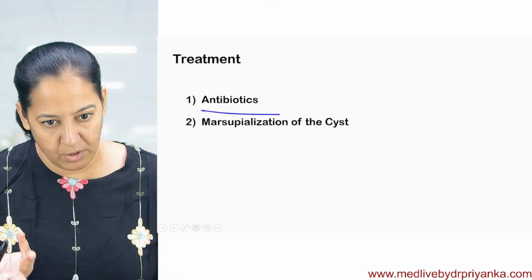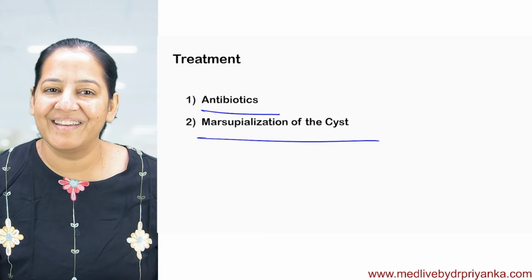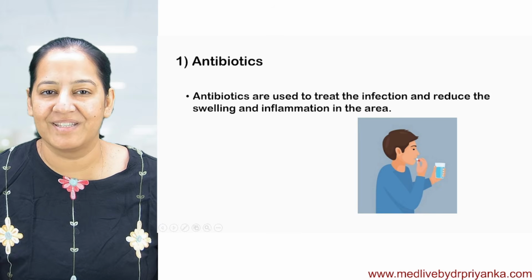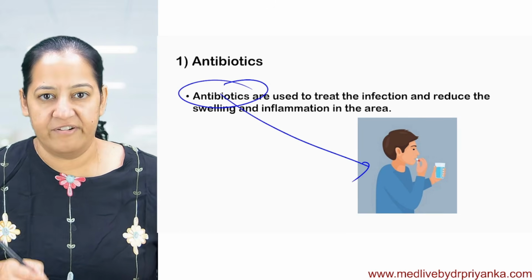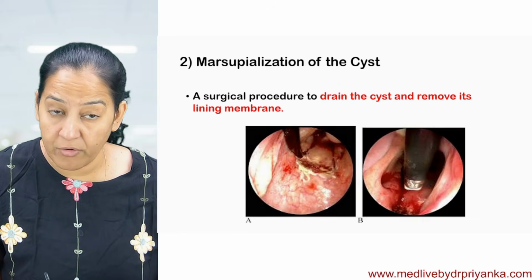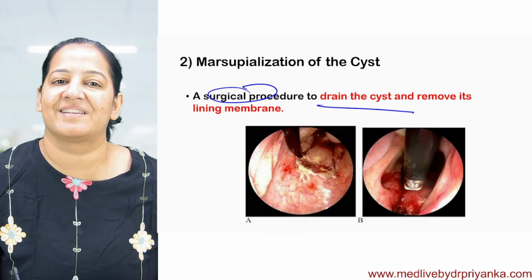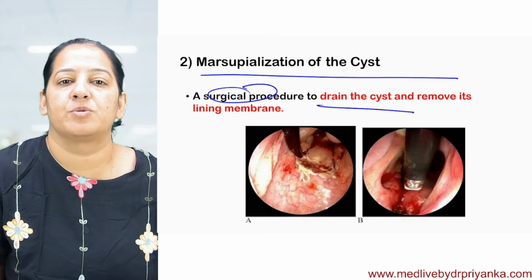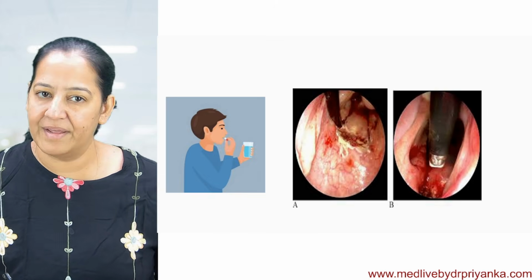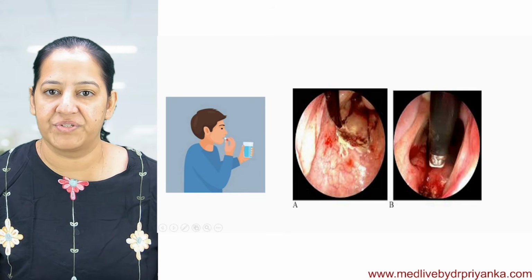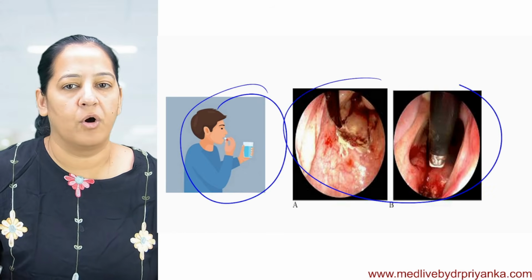What is the treatment? Give antibiotic. If it resolves with antibiotic, very good. Otherwise, do a surgical procedure, that is, drain the cyst. Draining the cyst is known as marsupialization. Drain the cyst under aseptic precautions. So either give antibiotic or drain the cyst.